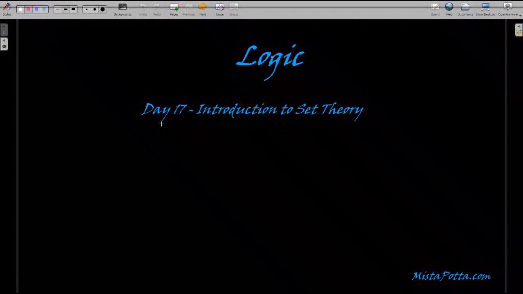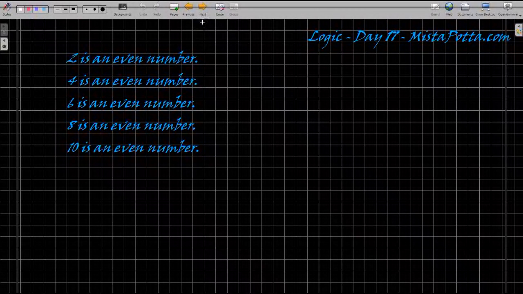17 of our logic curriculum. Today we're going to be taking a slightly different bent, and we're going to be talking about set theory. And so what I want to do to start is go back to what we were dealing with with our predicate statements.